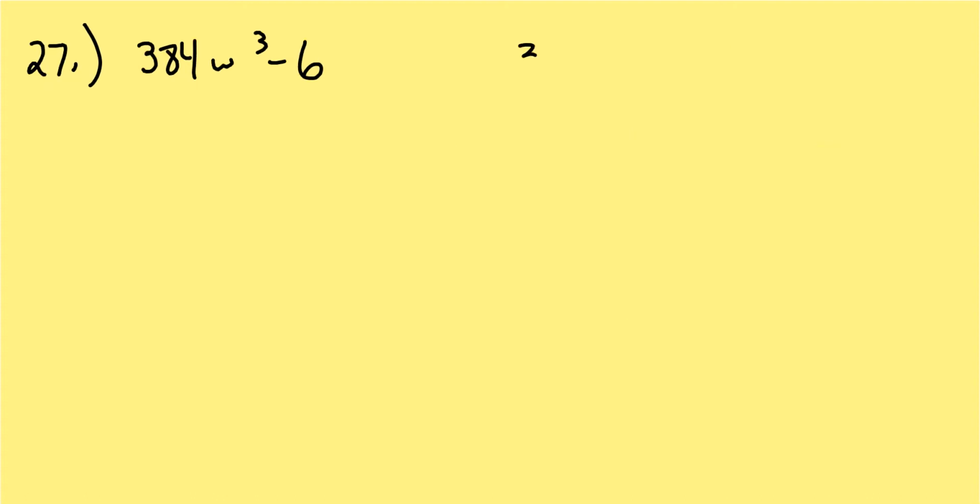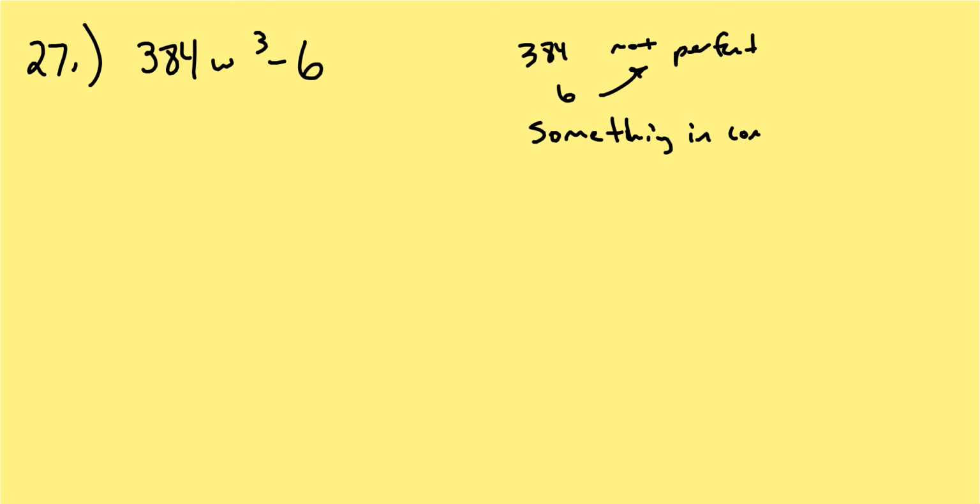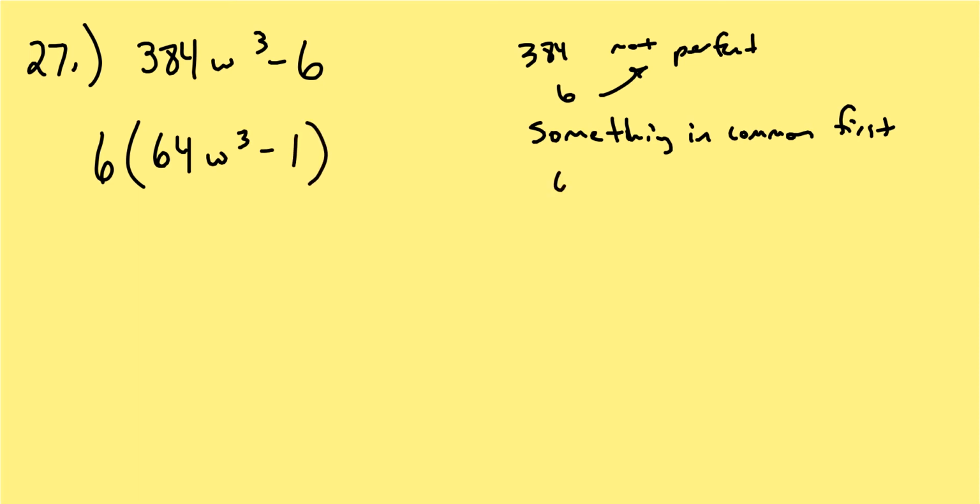So 27, 384, not perfect. 6, also not perfect. So I gotta hope there's something in common. Luckily, there's a 6 that goes into both. And this becomes 64w cubed minus 1. Now 64 is 4 cubed, and 1 is 1 cubed.